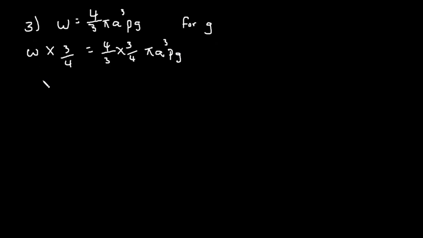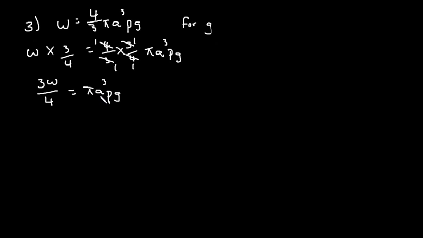Now W times 3 over 4 would give us 3W divided by 4 is equal to, and this will result in 1, 4 into 4, 1, 4 into 4, 1, and this will give us pi a cubed rho g. But we would like to make g the subject. So since we see that pi a cubed rho is multiplied by g, we need to divide by pi a cubed rho. And what we do on the right, we do on the left.